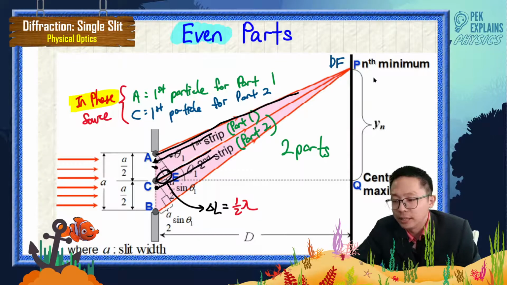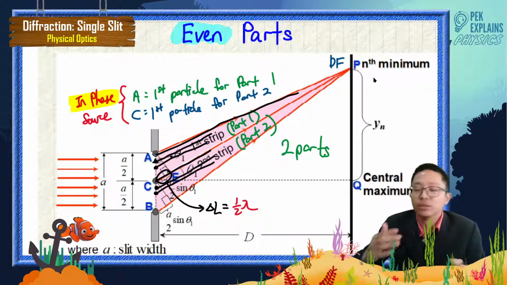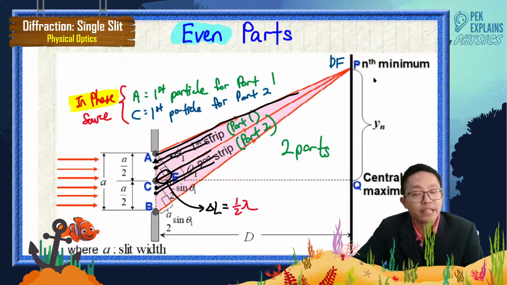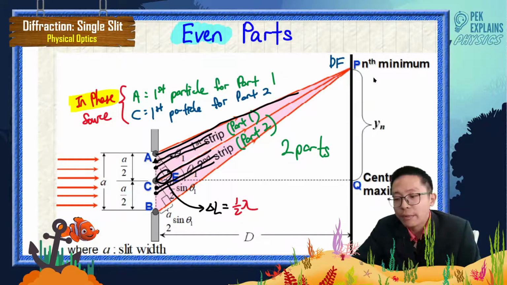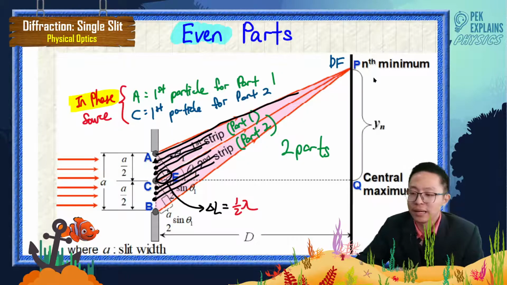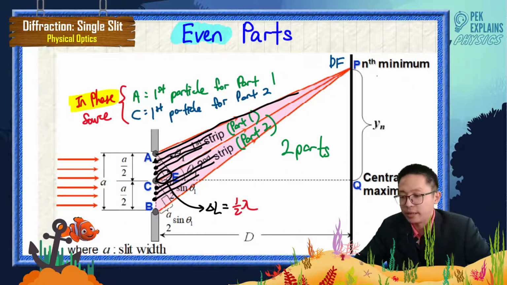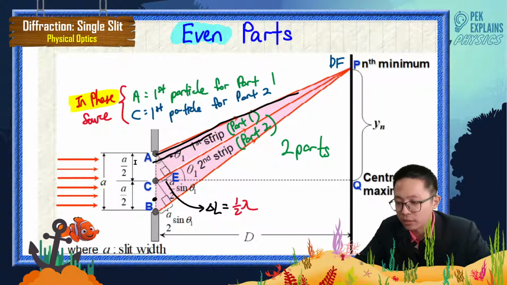How about the third particle in part 1, and the third particle in part 2? Also delta L half lambda, so they cancel each other, dark fringe. How about the fourth particle and the fourth particle? These two, the delta L is also half lambda, also cancel each other, producing a dark fringe. So in conclusion, what's the conclusion?